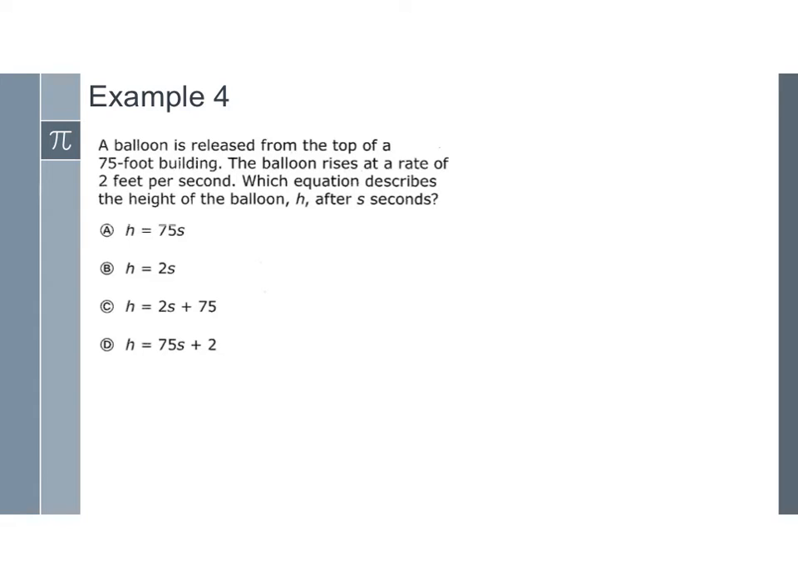All right, so let's take a look at this example. A balloon is released from the top of a 75-foot building. The balloon rises at a rate of 2 feet per second. Which equation describes the height of the balloon h after s seconds? Okay, so now after you've read it, you go through and look for your identifying words. So a balloon is released from the top of a 75-foot building, and the balloon rises at a rate of 2 feet per second. So we want to find which equation describes the height after s seconds.